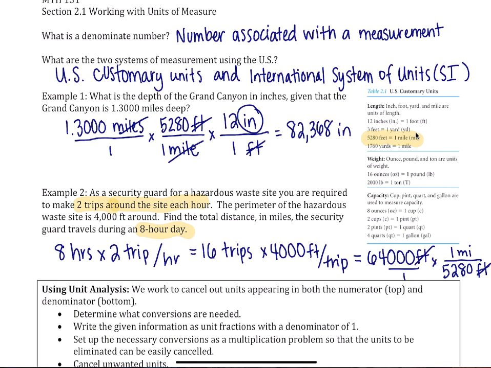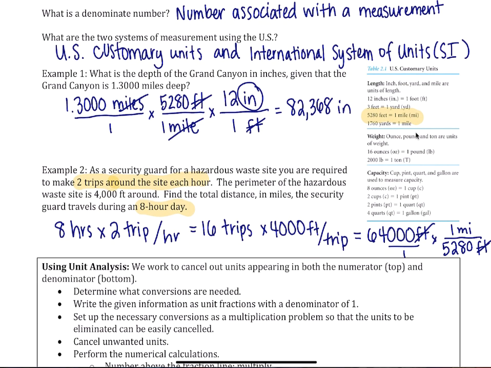And I'm just going to use the calculator. It's 12.12, and that keeps repeating. So I'm going to make this just approximately 12 miles.